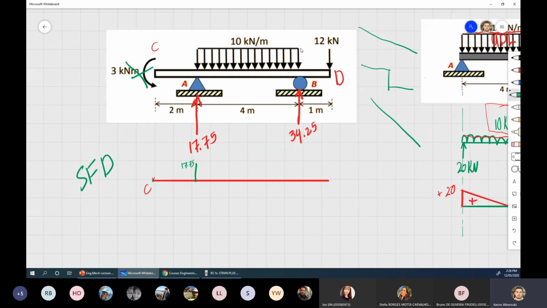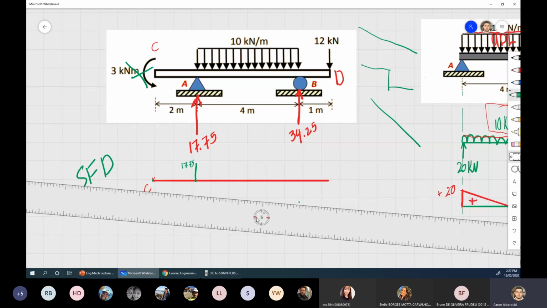So I look at it here. At this point here, this is the end of the UDL. It's not because of the support, because that's the end of UDL. At the end of UDL, I have to go down to 22.25 negative. That's where I decide the line has to go between these 2 points.